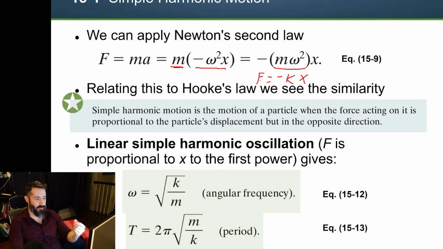We have a restoring force. So it's a negative out front here. You have some coefficient, and then you have the x variable that we're using. So again, one of these little star things. Simple harmonic motion is the motion of a particle when the force acting on it is proportional to the particle's displacement but in the opposite direction. So that negative sign becomes very important to the definition of simple harmonic motion, right? Because it needs to be able to go back. It can't just swing in one direction. It's got to be able to go back and forth.